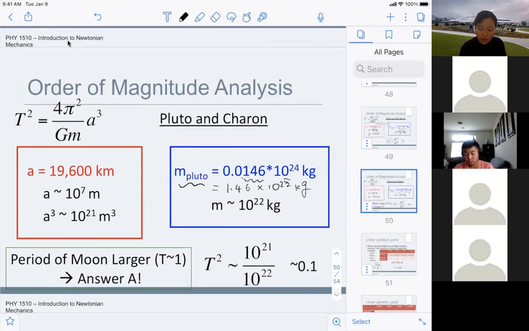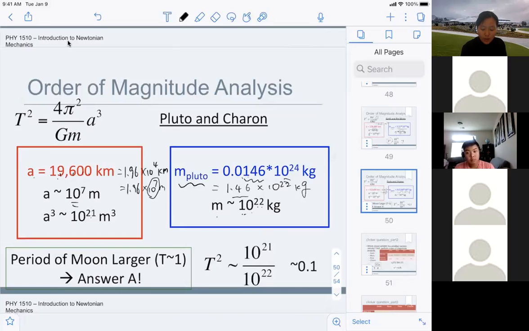Whatever is in front of it has to be a number between 1 and 10. So the mass of Pluto is on the order of magnitude 10 to the power of 22 kilograms. And do the same thing for A. So 1, 2, 3, 4. That is 1.96 times 10 to the power of 4 kilometers, and that is 1.96 times 10 to the power of 7 meters. So that is your A, and then cubed becomes 10 to the power of 21.